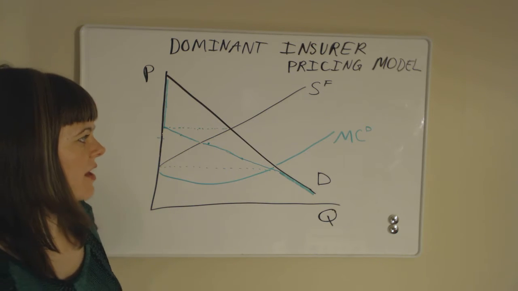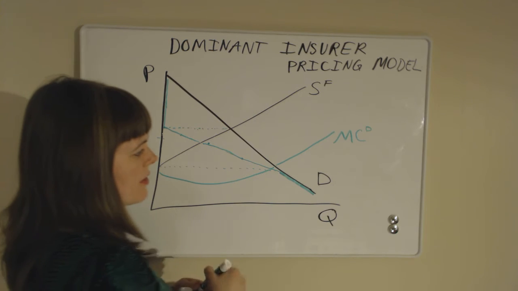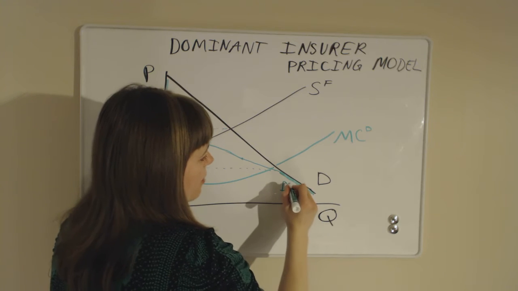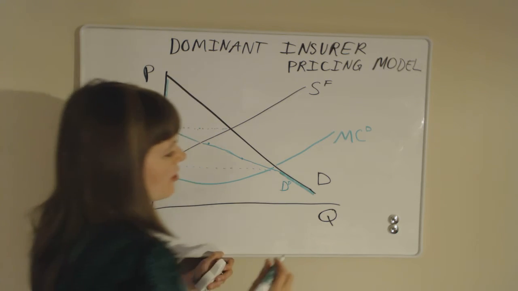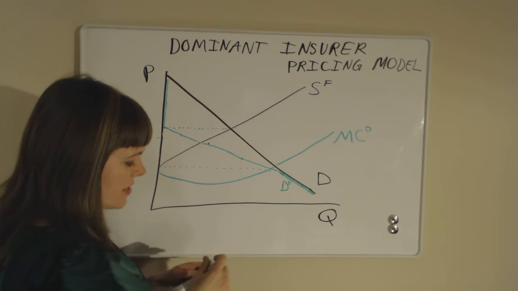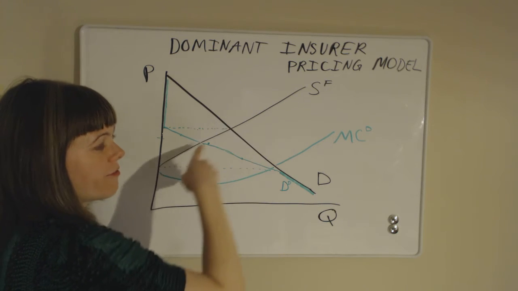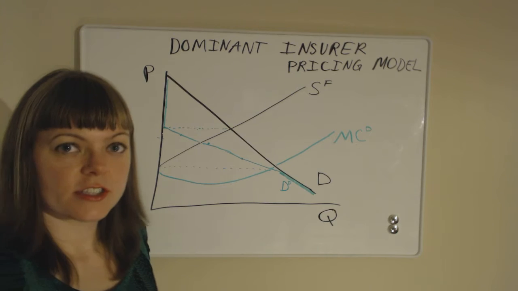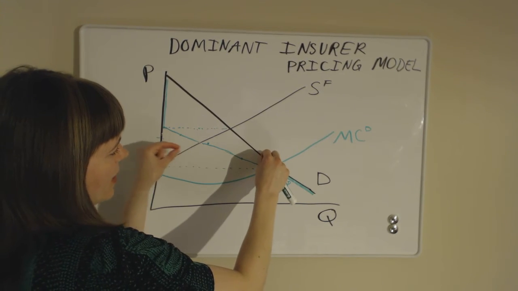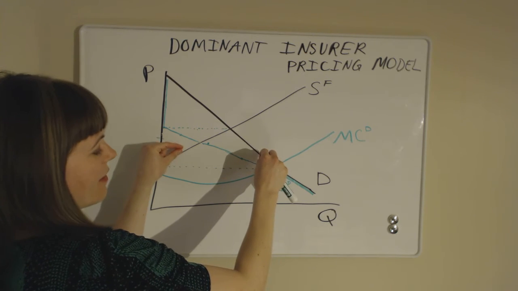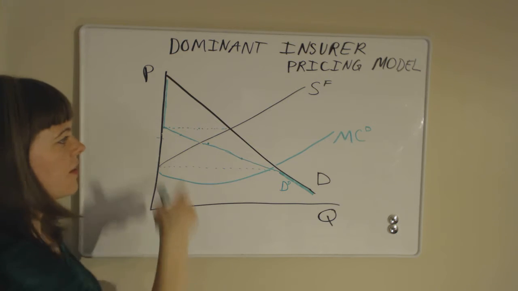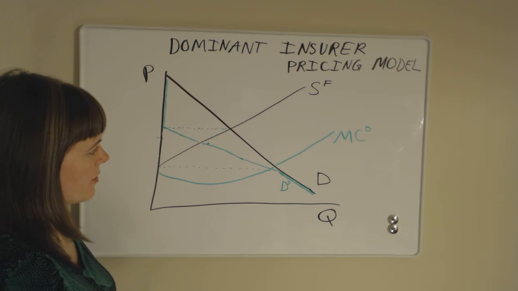So just to reiterate, this demand curve is going to be the demand that the dominant insurer, I'm calling it D, superscript D, the demand facing the dominant insurer after the competitive fringe has taken out their chunk. So any point on this line represents the distance between supply of the fringe and demand of the people. And we're just moving it over to this axis so that it's a regular demand curve.